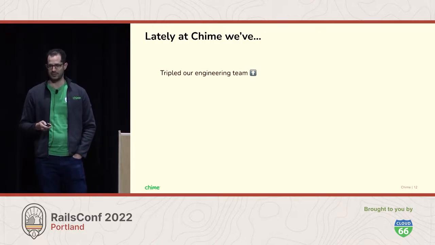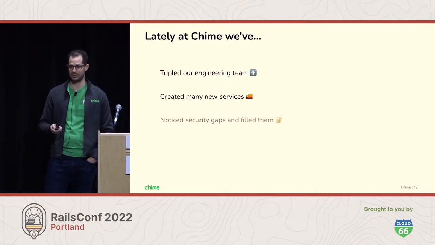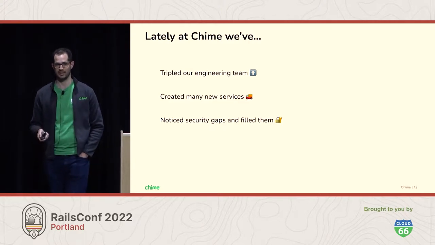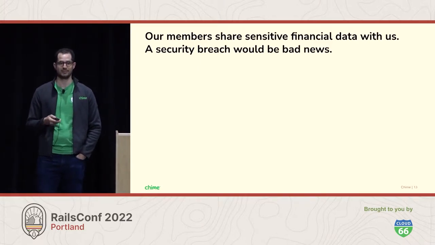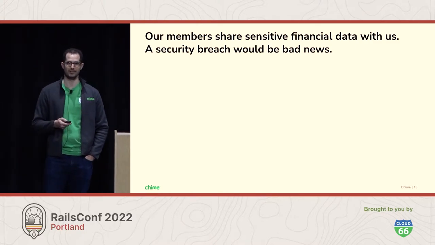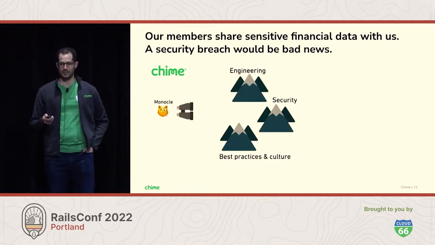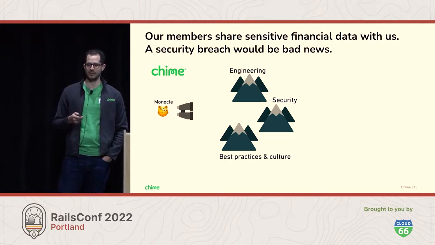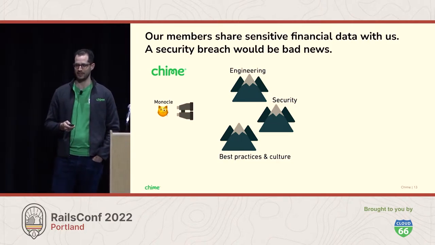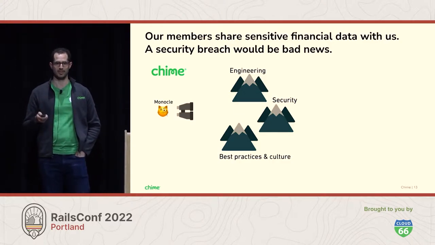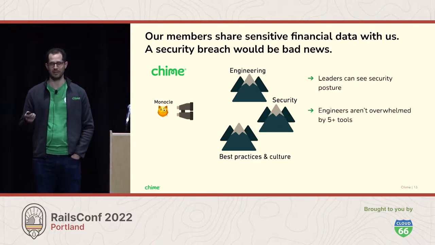So a little bit of context about why we need to do this. As he said, we're growing a ton. That means lots of new services, and the services have security gaps, which we need to fill. Security is important for us because people bank with us, and it would be very bad if we lost any of their data. So to sum up the problem space, if you're an engineering leader, you can't see how the security is doing. And as an engineer, you just don't know what to do to make the security of your production service better. So we set out to improve that.